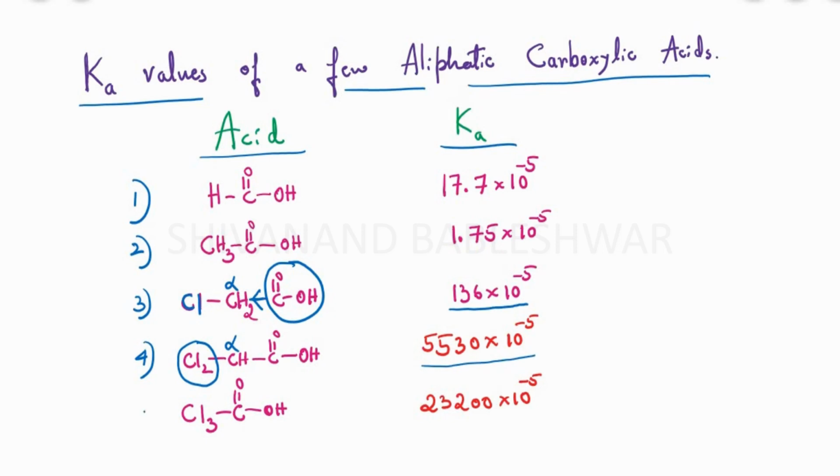And if you see the fifth example, there was some correction, I have just corrected it, right? So here this is the alpha carbon atom, and this alpha carbon atom is having 3 halogen atoms, so therefore it is called alpha trichloroacetic acid. Since there are 3 halogen, that is chlorine atoms, the Ka value is very large when compared with that of 3 and 4. Here it is 23,200 into 10 to the power of minus 5.